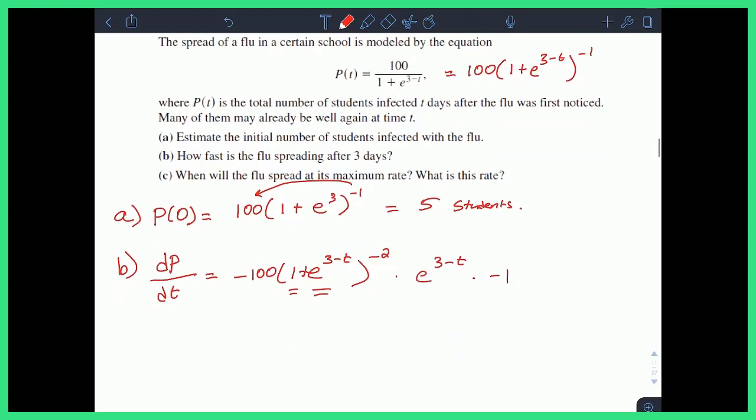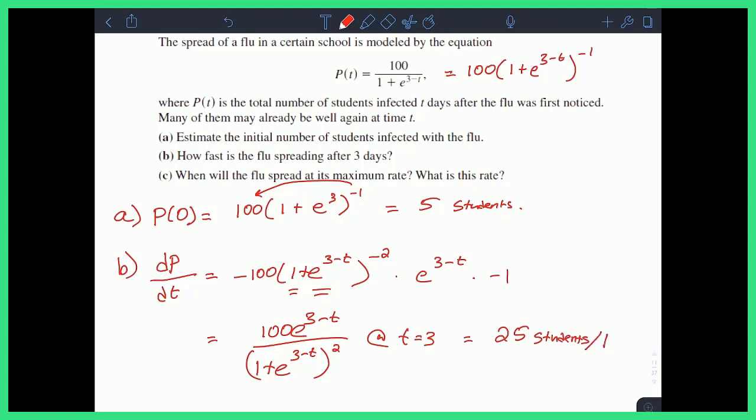Okay, so let's clean up our derivative. Our derivative is actually going to equal 100 e to the 3 minus t power, all divided by (1 plus e to the 3 minus t) all raised to the power of 2. Okay, and all you have to do is plug in a 3 here. So we're going to plug in t equals 3, and again, you can use the calculator. That's going to come out to 25. And the rate of change here is in students, 25 students per day. Okay, so that is the answer to part B. This is the answer to part A. And again, this will be calculator active, so you can plug that into your calculator.